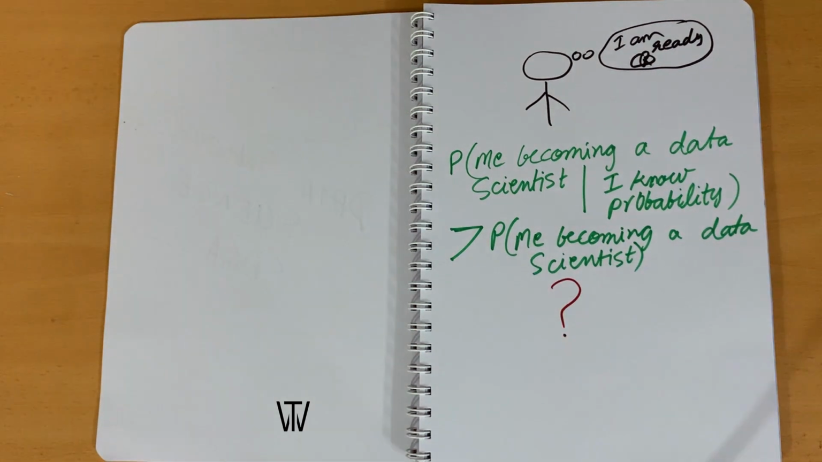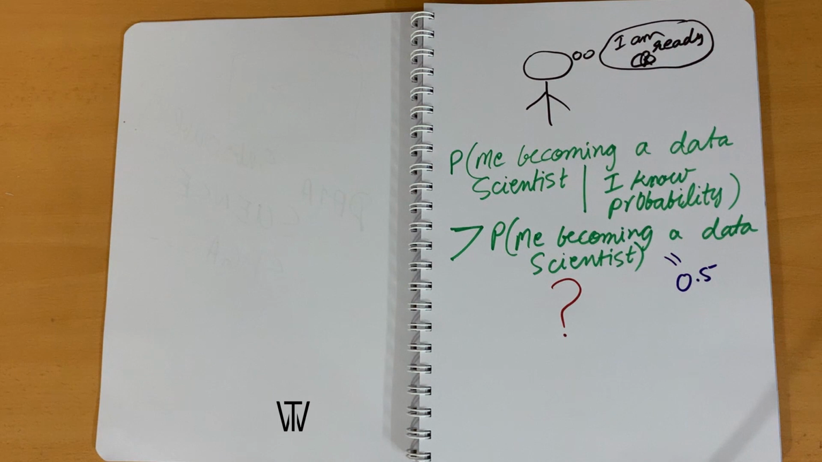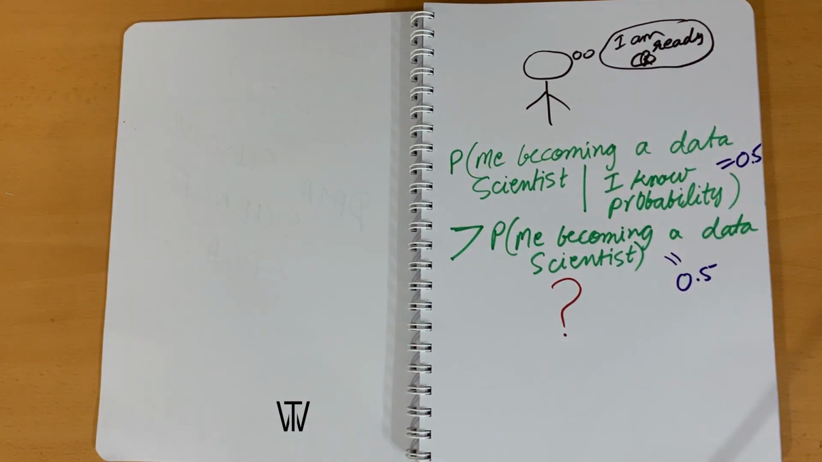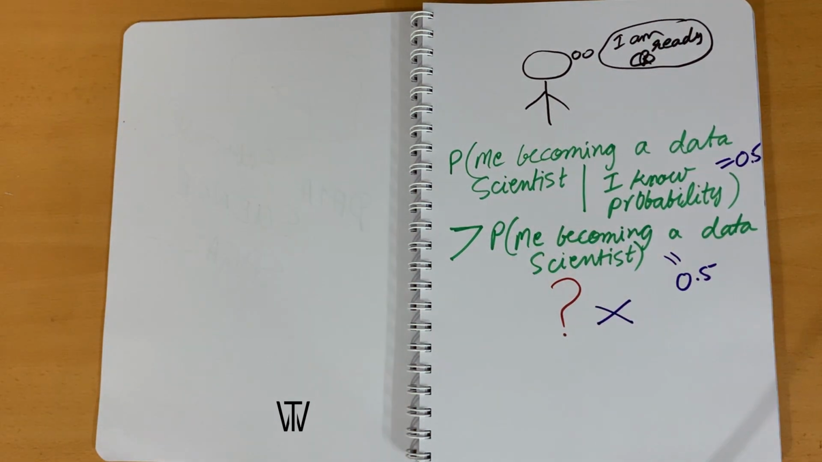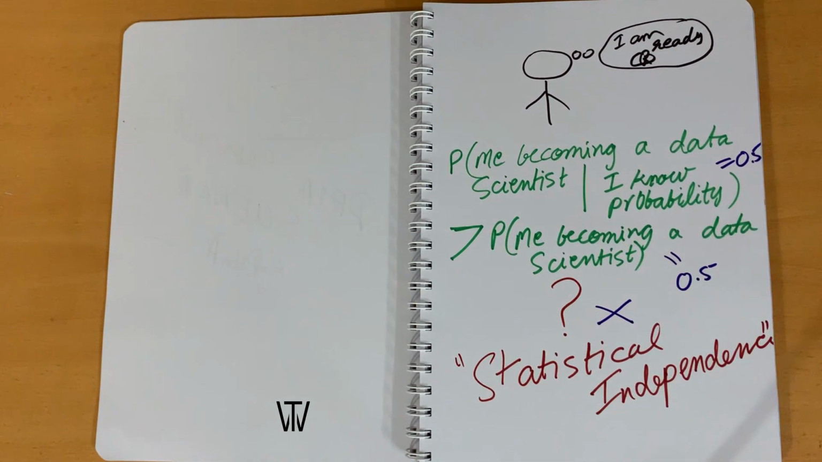But is it true? What if I tell you that when you started this journey, your probability of becoming a data scientist was, let's say, 0.5. Now that you have learned all this stuff about probability, your probability of becoming a data scientist is still 0.5, because the success in data science does not depend on whether or not you understand probability. It actually depends on whether you understand statistical independence. So what is statistical independence?